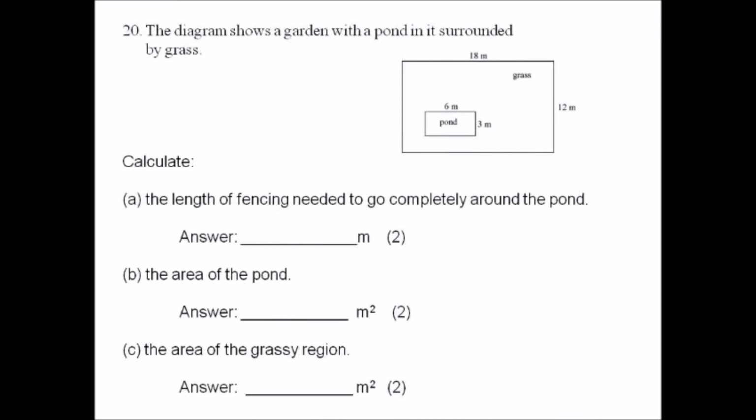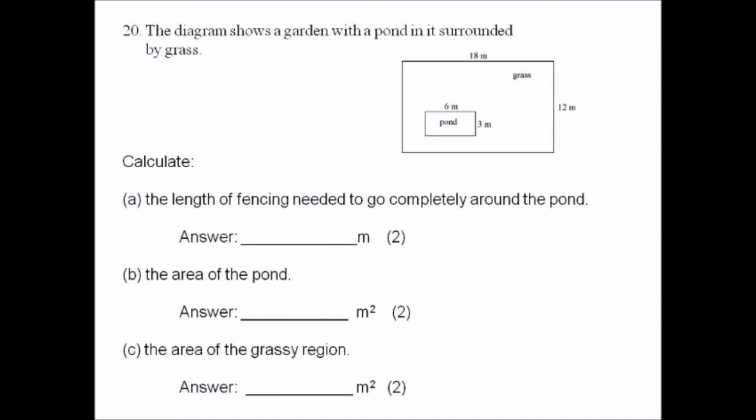Okay, good. Now we move on to 20. The diagram shows a garden with a pond in it surrounded by grass. Calculate A, the length of fencing needed to go completely around the pond, B, the area of the pond, and C, the area of the grassy region. Go ahead, get cracking on A.